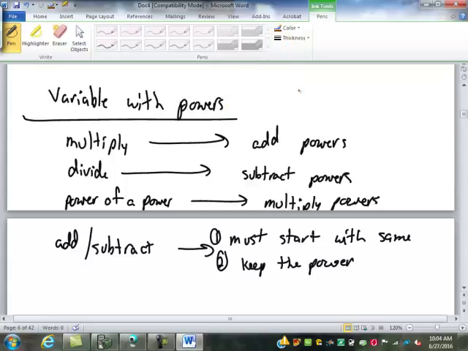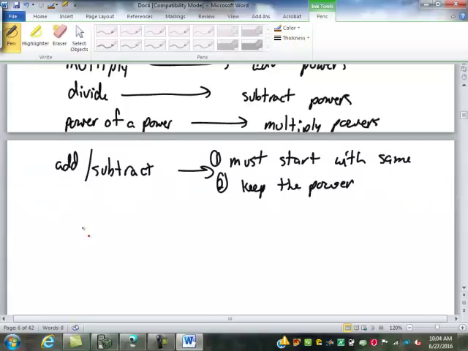What do I mean by that? Let's recap. So if I had 13 x to the 8 plus 8 x to the 8, can I add those? Yes, because they have the same variable and the same power. The key rule for adding, that will always be the key rule for adding, no matter what, is to add or subtract, you must have the same name. Period.